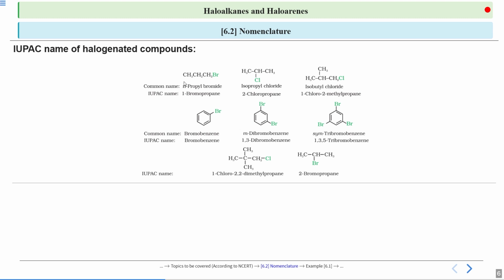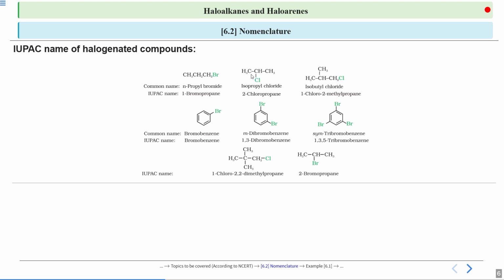So 1, 2, 3. Because if you start numbering from the left-hand side, 1, 2, 3, the carbon at which the bromine is attached will get number 3, which is larger than 1. So we follow the case where the carbon bearing bromine gets number 1. Now at the first carbon we have bromine, so we write the IUPAC name as 1-bromo, and 3 carbons are present, so propane: 1-bromopropane. The ending is -ane because we have single bonds, an alkane in the structure.